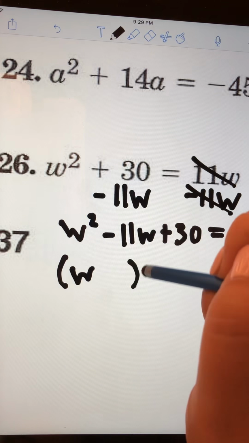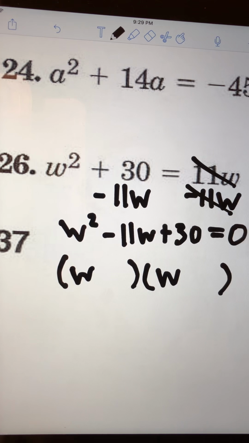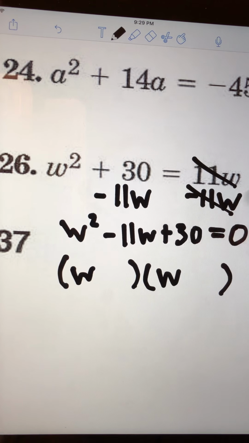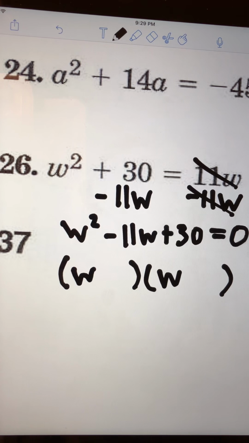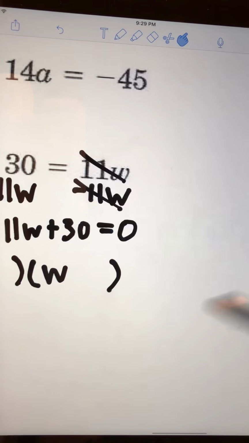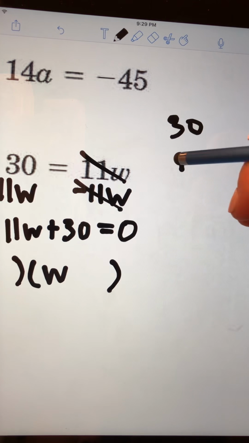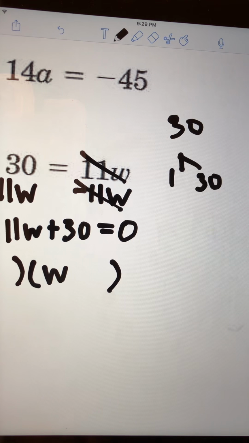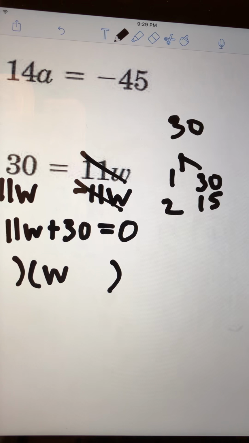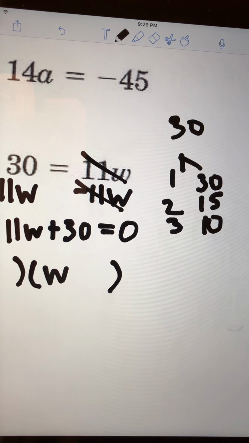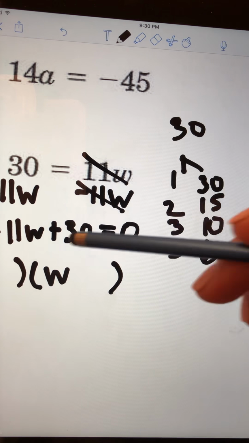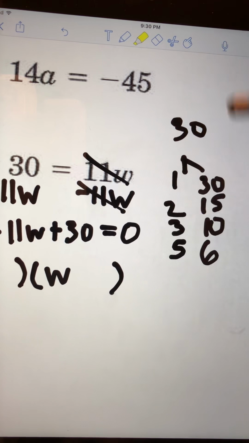So I'm going to have my two W's. So what two factors of 30 give me 11? Okay, well, let's go over here. Let's show our work. Sorry, 30 is 1 and 30. We have 2 and 15, 3 and 10. 4 doesn't go into 30, but we have 5 and 6. Now, which one of these numbers can you add or subtract to give me 11? That would be 5 and 6.